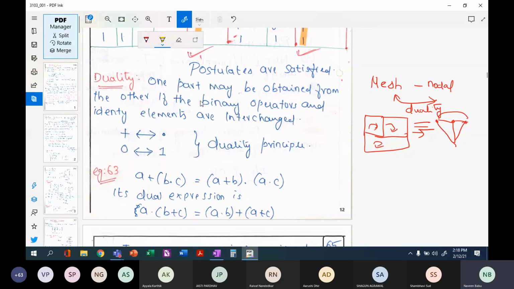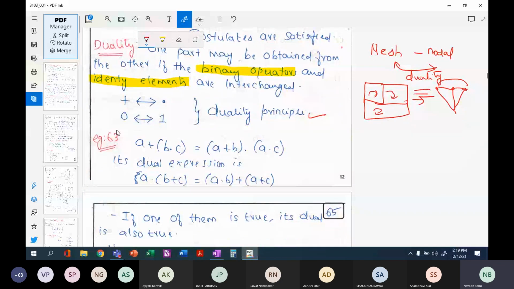Now, what is this duality? In any expression, you can always interchange your operators and your elements also. That is, you can interchange your binary operators and at the same time your identity elements. What do you mean by that? You can transform plus to dot and 0 to 1, and similarly dot can be transformed to plus and 1 can be transformed to 0, and this principle is called the duality principle. We will see an example here.